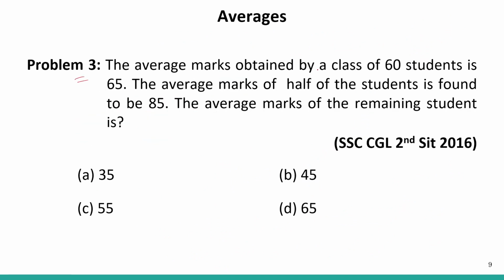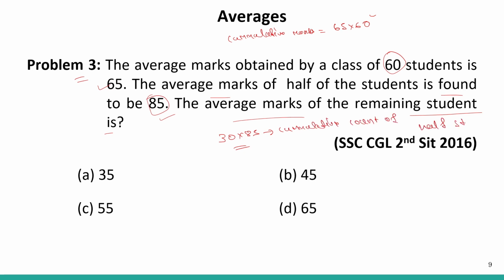The average marks obtained by a class of 60 students is 65. So the cumulative marks are equal to 65 into 60, right? The average marks of half of the students is found to be 85. So what is the average marks of the remaining students? Total 60 students were there, so 30 into 85 is the cumulative count of half the students.